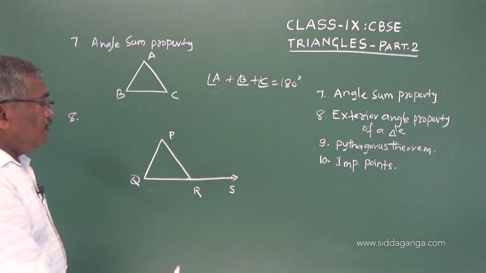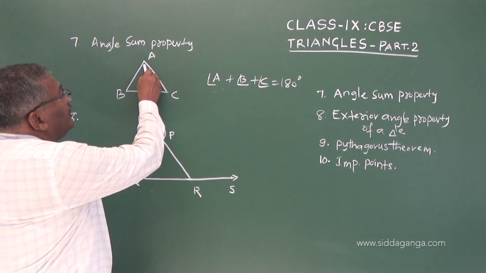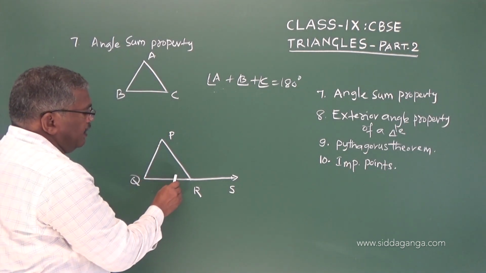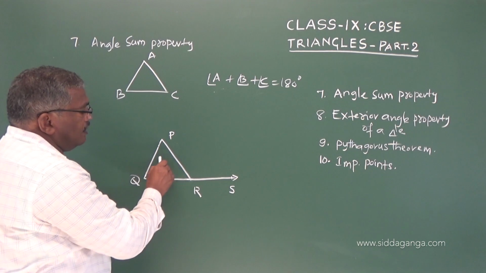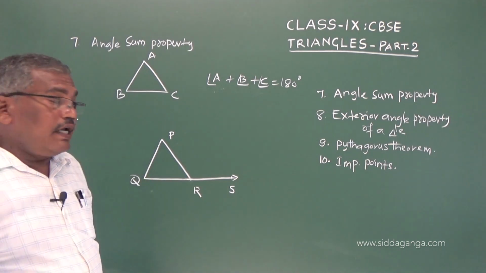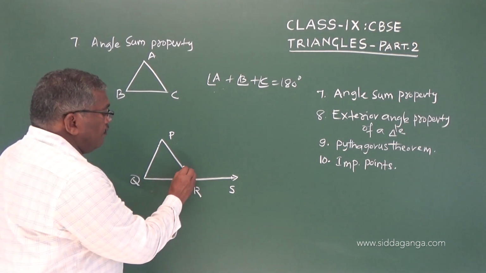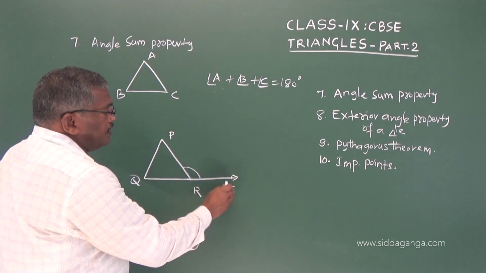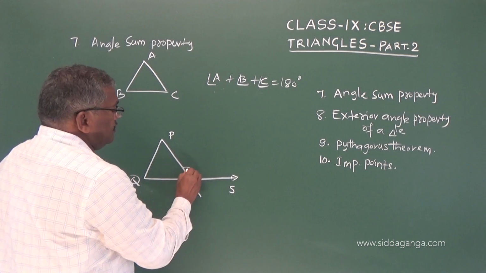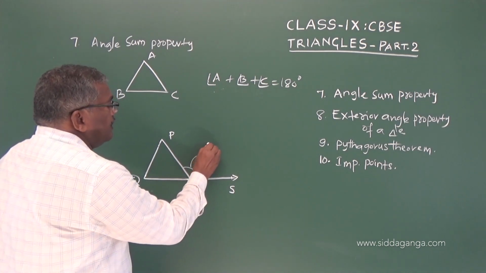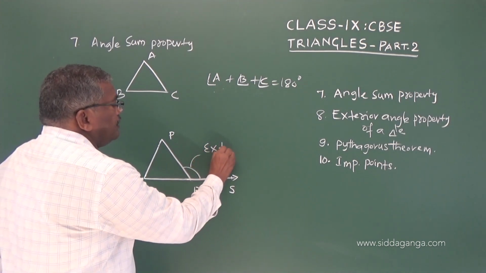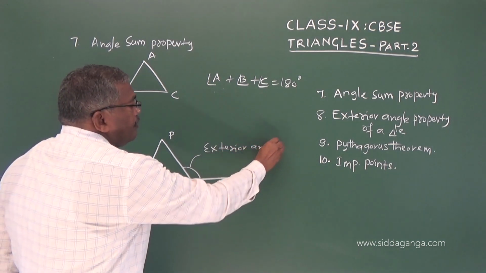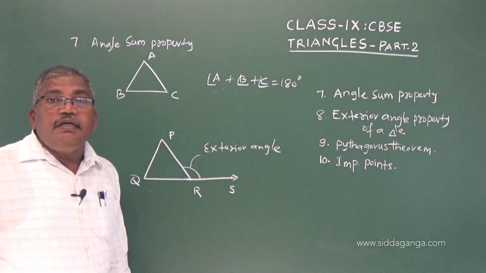Now, see, earlier there were 3 angles: angle P, angle Q and angle R. All these 3 are interior angles inside the triangle. Here we have formed one more angle, you can see. This is angle PRS. This angle is known as exterior angle. Exterior angle of a triangle.